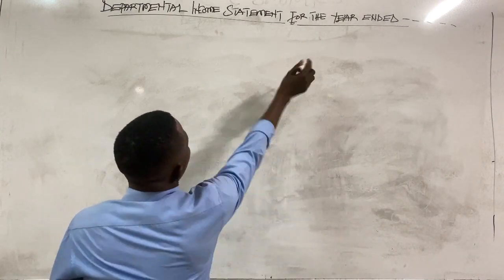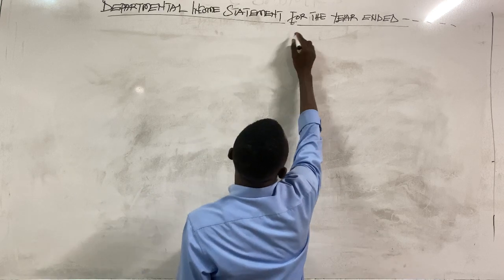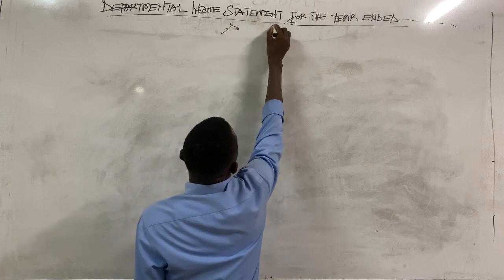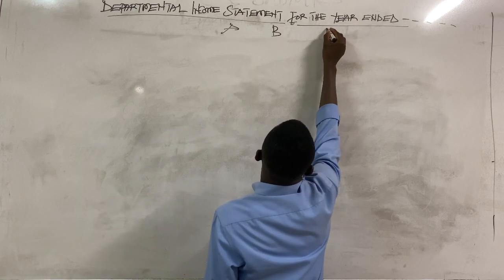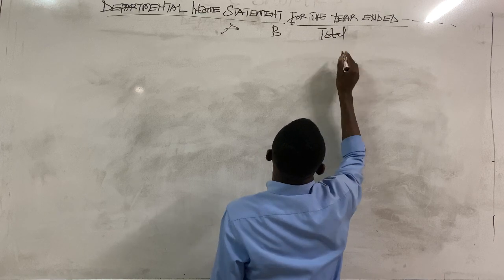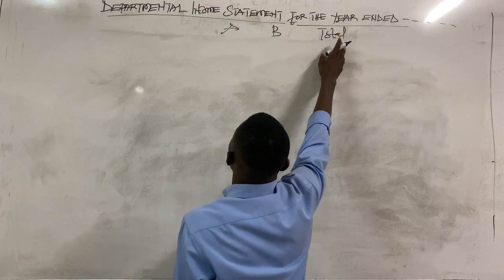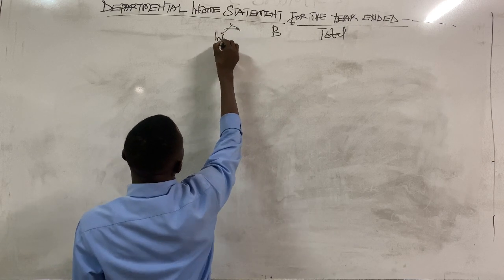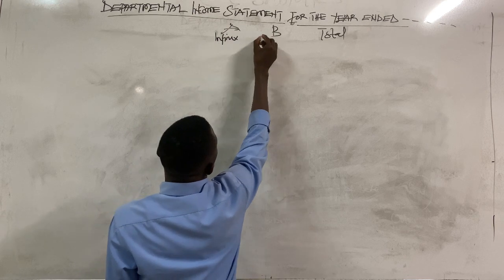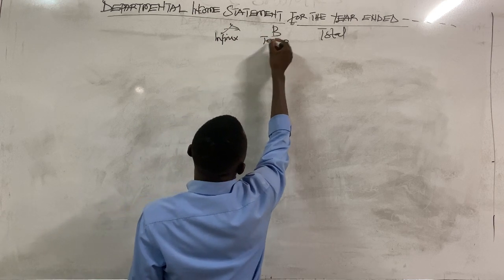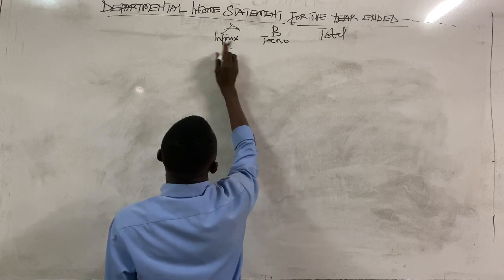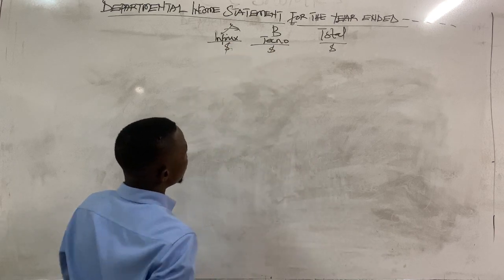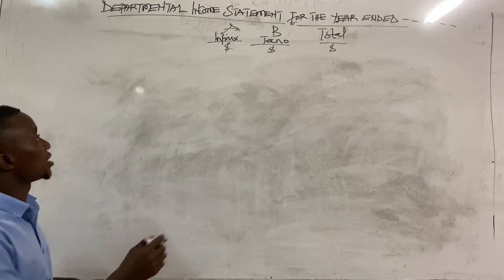So we assume that we have department A. Let's take it from here: department A, department B, and total. The total represents the column for the business as a whole. You said that this department is for effects, and this department is for technical, in dollars. Okay. So per our equation, we begin with sales.